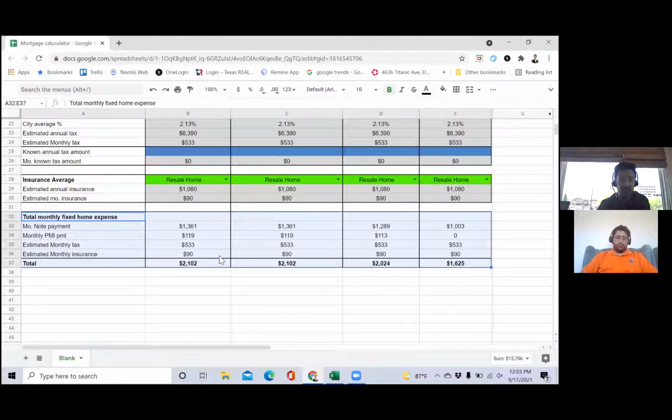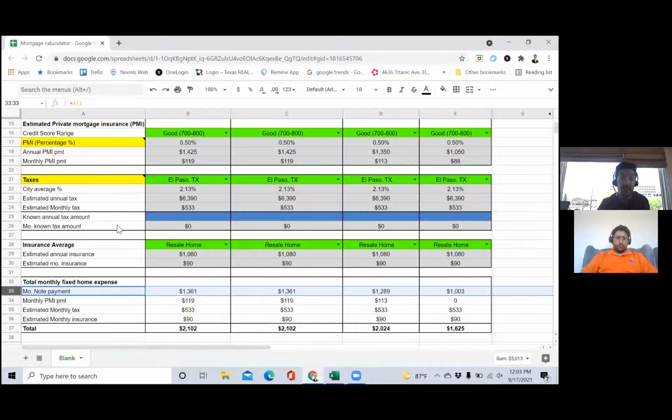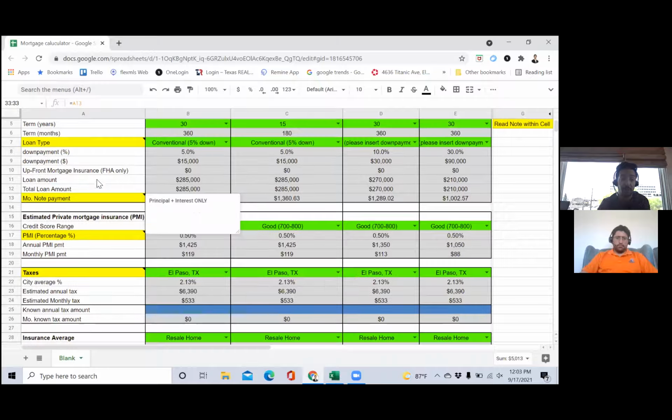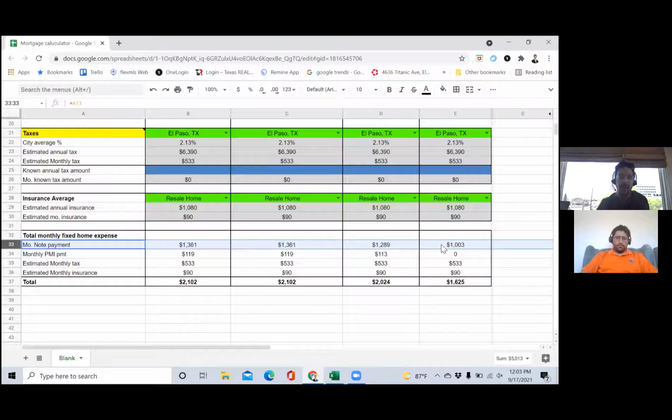The reason this is important is because a lot of times your Zestimate mortgage payment will only show you this section for the most part, which is, if you look up top here in yellow, principal and interest only. This is what the Zestimate monthly payment will show you. If you live in El Paso, which is a very highly taxed county, your tax will be almost half of your mortgage payment. That's why it's quite important to get a precise figure on your actual tax amount.